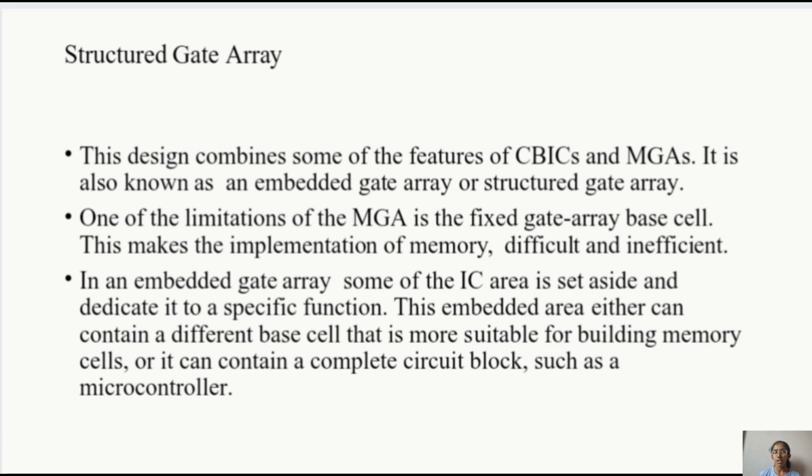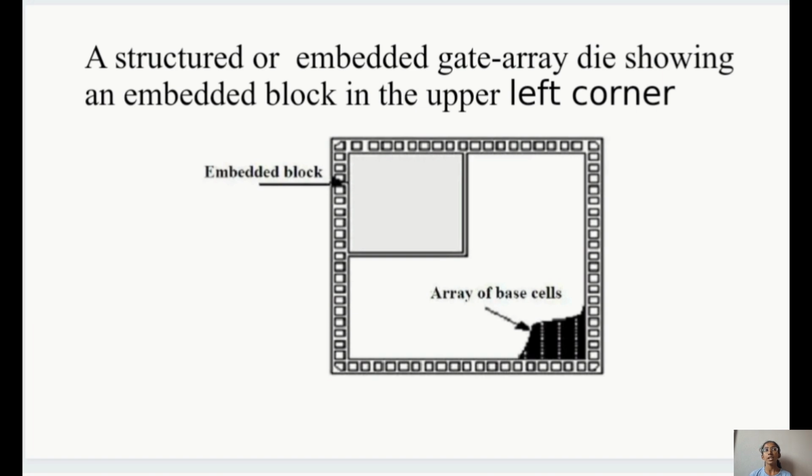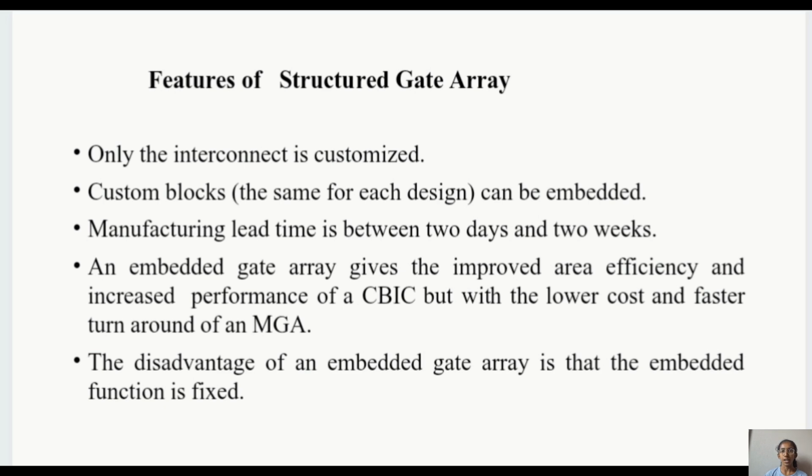In an embedded gate array, some of the IC's area is set aside and dedicated to a specific function. This embedded area can either contain a different base cell that is more suitable for building a memory cell, or it can contain an incomplete circuit block such as a microcontroller. A structured or embedded gate array die shows the embedded blocks at the upper left corner, where the square shape is shown, and this is our area of base cells.